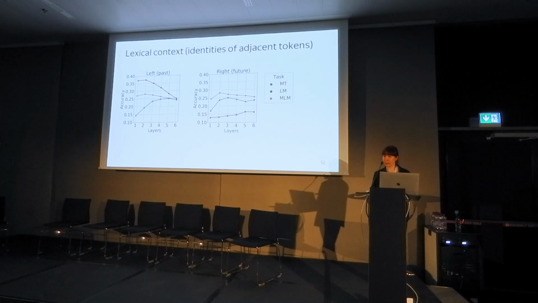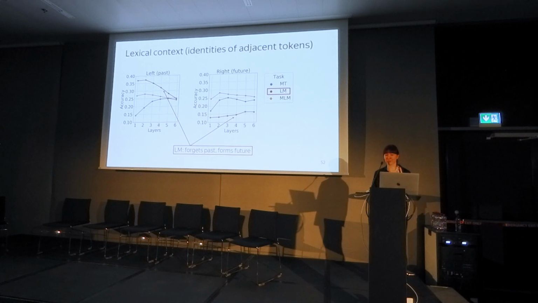The results are really similar for both experiments, so I will only talk about one of them. For lexical context, we can see that the language model forgets information about left context while it tries to build information about right context. The accuracy for right context for the language model is low, of course, because it doesn't have access to right tokens in a sentence.